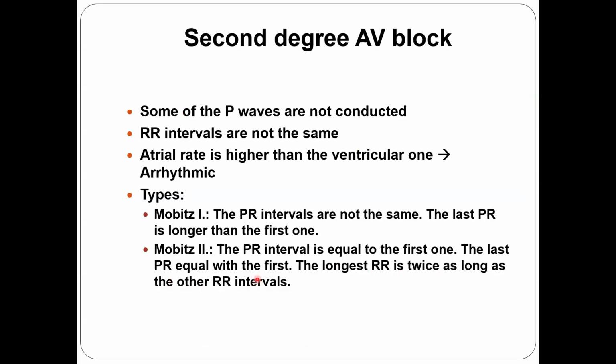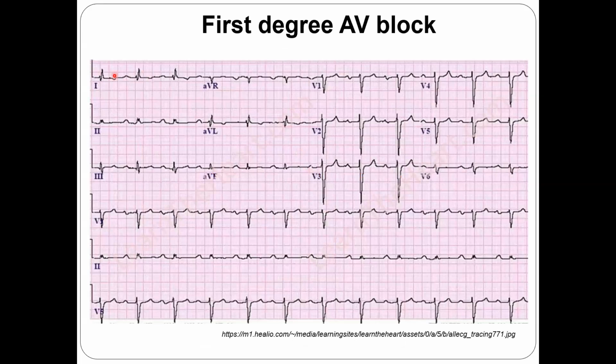As you see here, for example, this is rhythmic. This is why we are starting the evaluation by looking at the rhythmicity. It will tell you a lot of things, for example, whether there is an impulse formation or conduction abnormality or anything else happening in the heart.